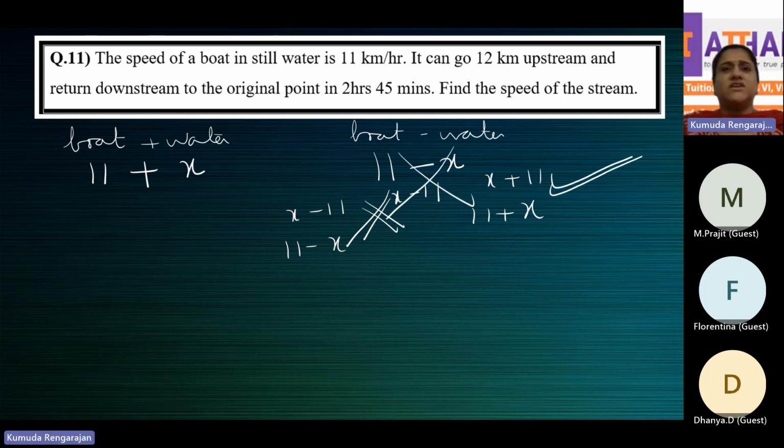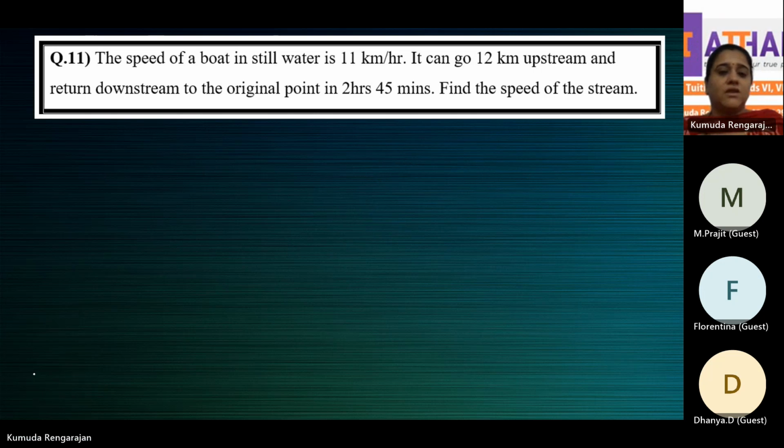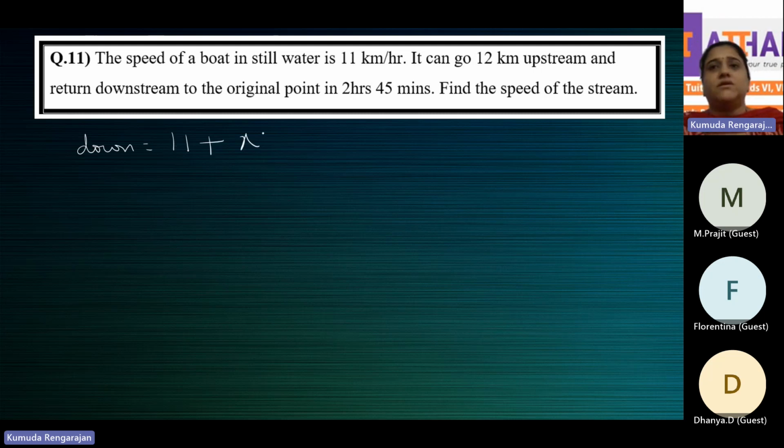So you'll keep checking your answer. I've done it correctly, but your answer will be incorrect, meaning you might get a negative answer or something. So you cannot find your mistake because your assumption itself is wrong. So the speed of the boat downstream will be the speed of the boat plus the speed of the water. The speed of the boat upstream will be the speed of the boat minus the speed of the water.